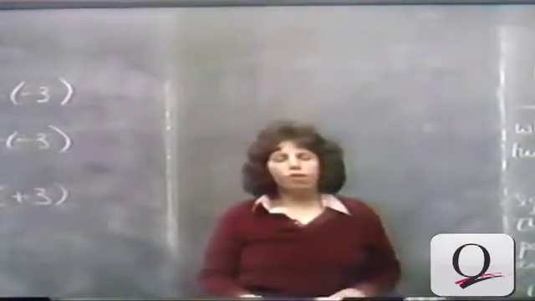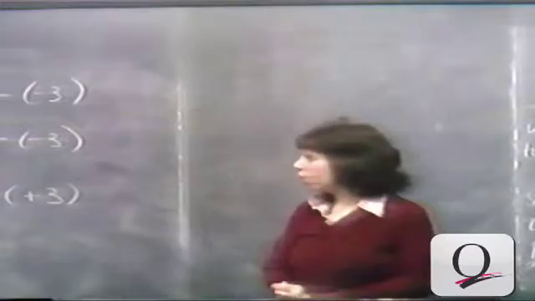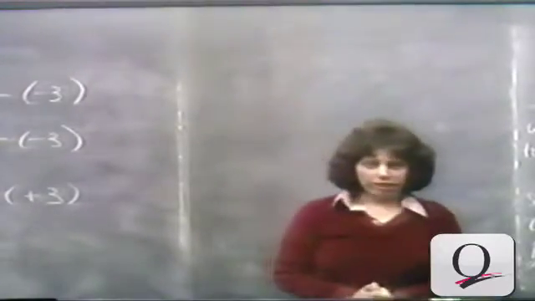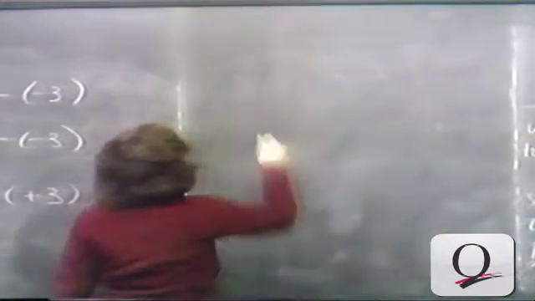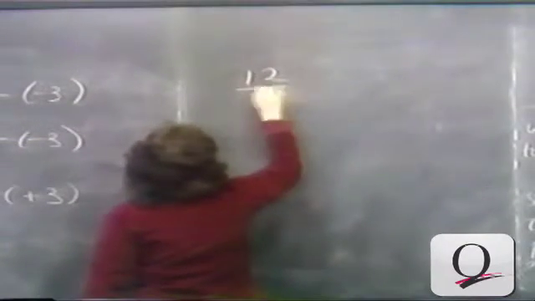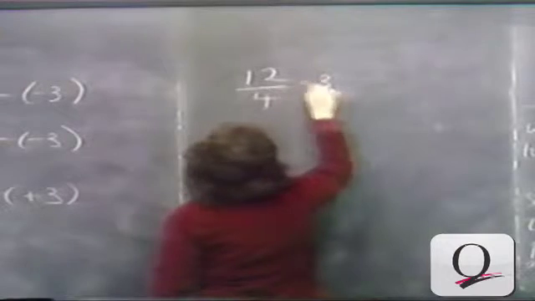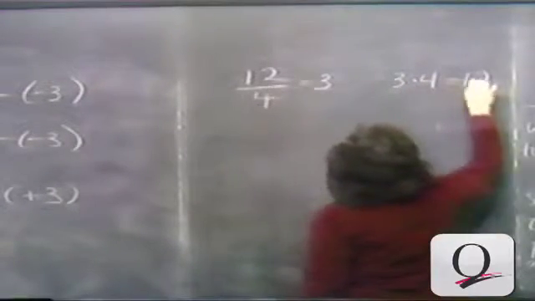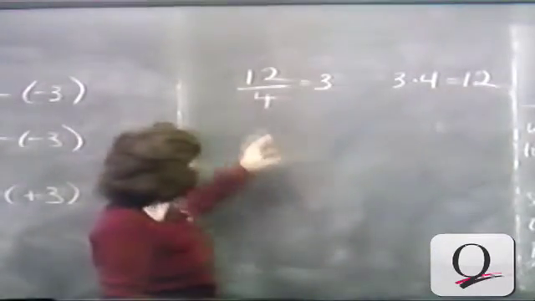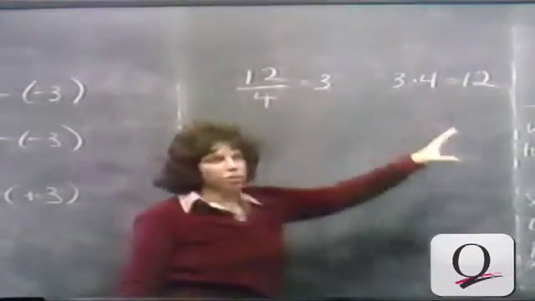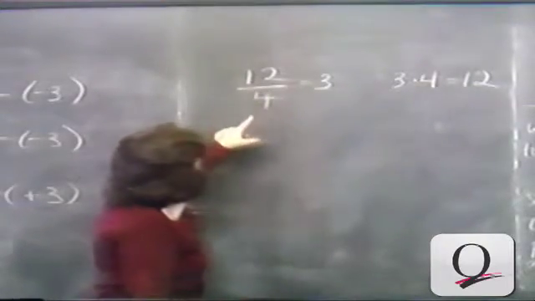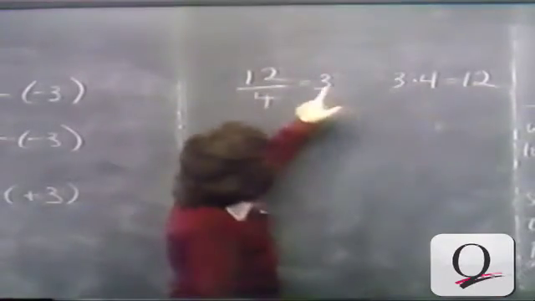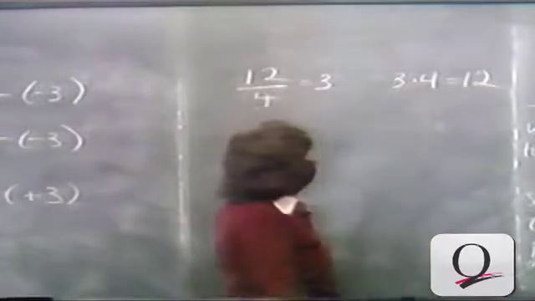Okay, now let's work out a method for dividing signed numbers. It's going to be based on what we already know about multiplication, because when you first studied division of natural numbers, 12 divided by 4 was equal to 3, because 3 times 4 equals 12. Whatever rule we develop for division of signed numbers has to be consistent with this idea. 12 divided by 4 is equal to 3, since 3 times 4 is equal to 12.